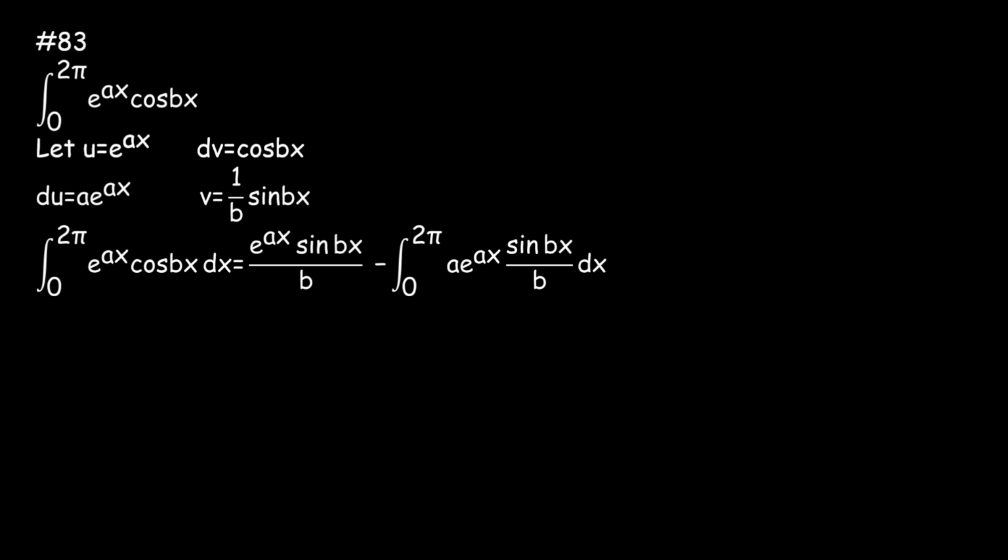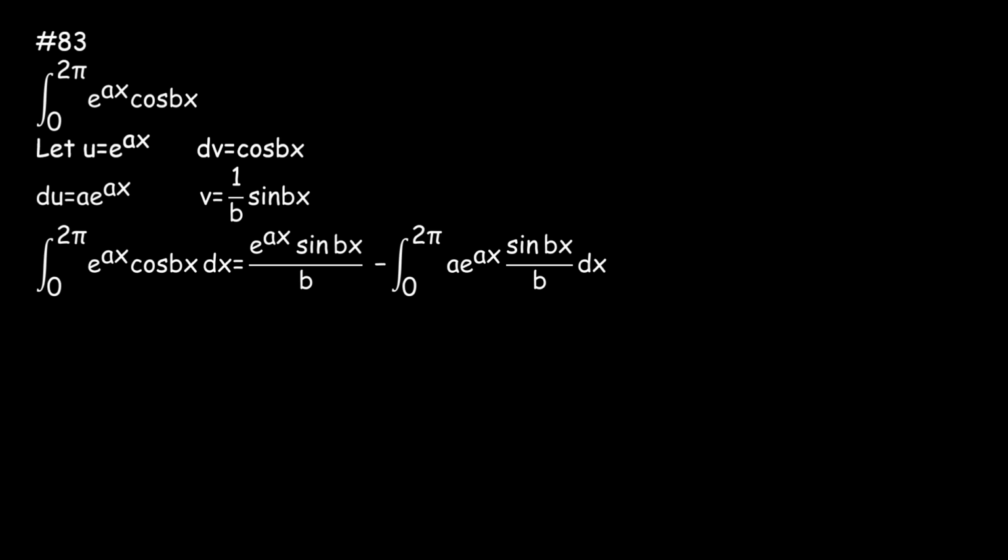Question 83 says we should integrate from 0 to 2 pi e to the power ax cos bx. Interesting. Integration by parts would be used here, but it's tricky because we have not been given the values of a and b. Let's just let u be e to the power ax and dv be cos bx, right? The derivative of e to the power ax is a e to the power ax, while the integral of dv would just be 1 over b sine bx.